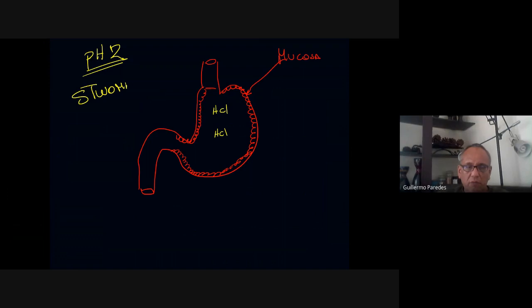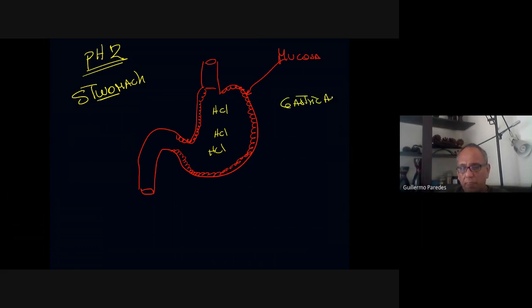Stomach. It sounds very, very bad, right? Stomach, okay? pH 2, very acid. So the question is, why is this pH 2, very acid, not going to destroy the mucosa of the stomach? You're talking about ulcers, for example, right? So how is this high acidity of the gastric acid, the HCl, not going to damage it?